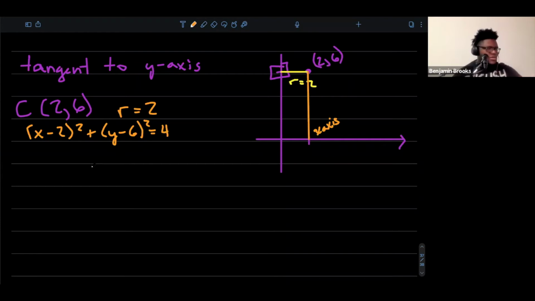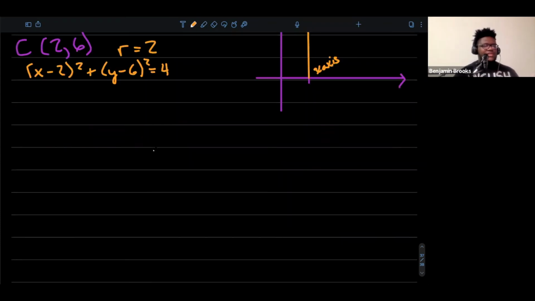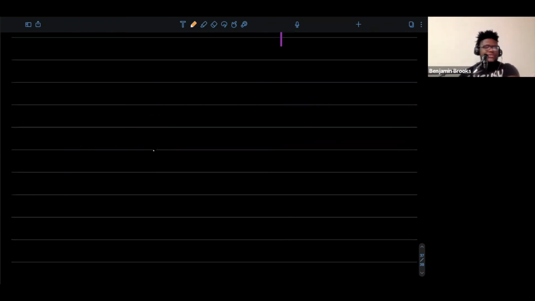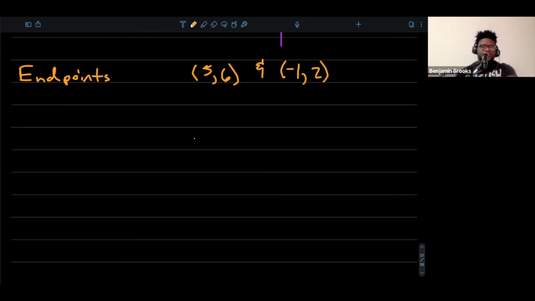Okay. Number 6, find the standard form of an equation of a circle with endpoints of the diameter at 2 different points. Oh, these are interesting. All right, so here's the deal. We're told that the endpoints of the diameter are going to be (5, 6) and (-1, 2). 5, 6, and negative 1, 2.